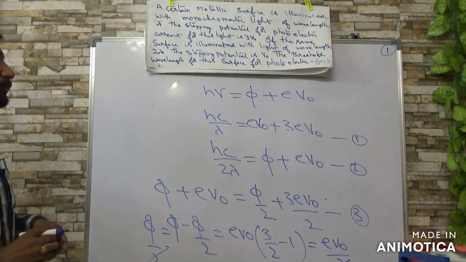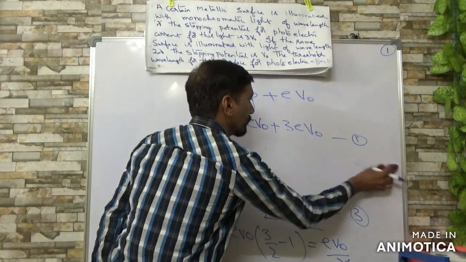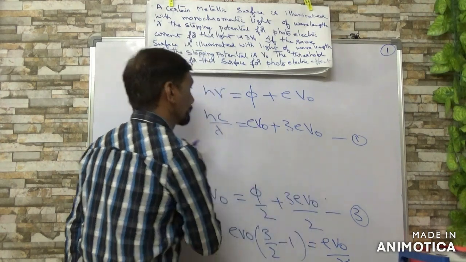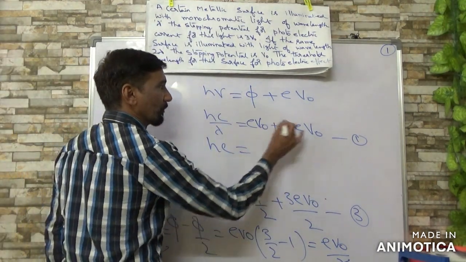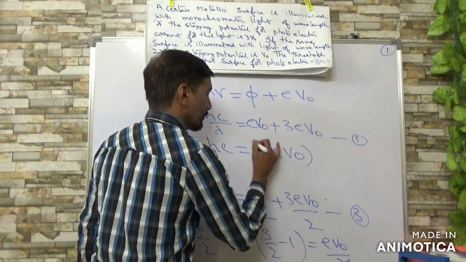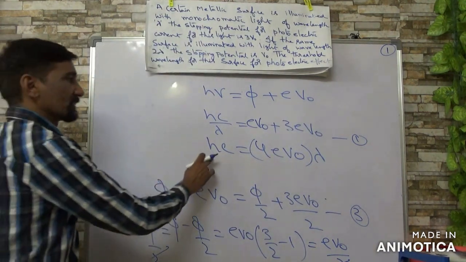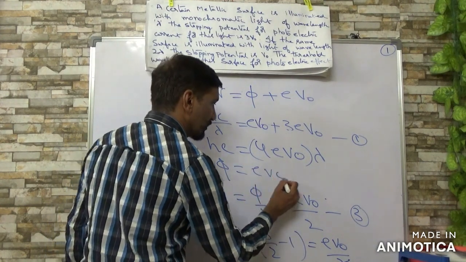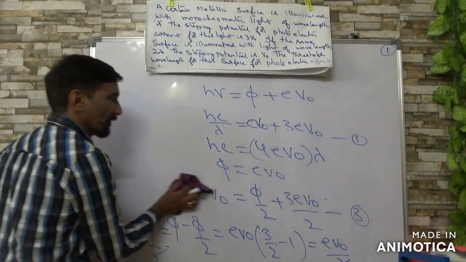Now you want to find the threshold wavelength. So the hc value will become 4 eV naught into lambda. So you have the hc product and you also know the work function, that is eV naught. By knowing these two you can find the threshold wavelength.